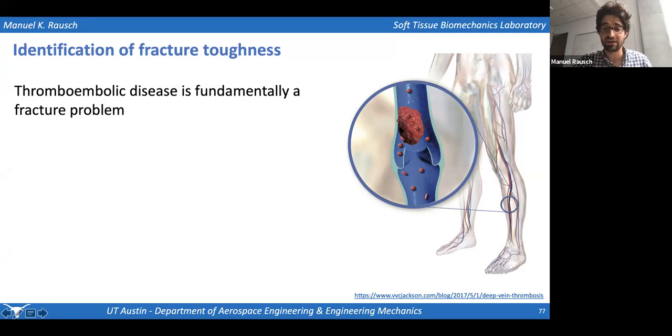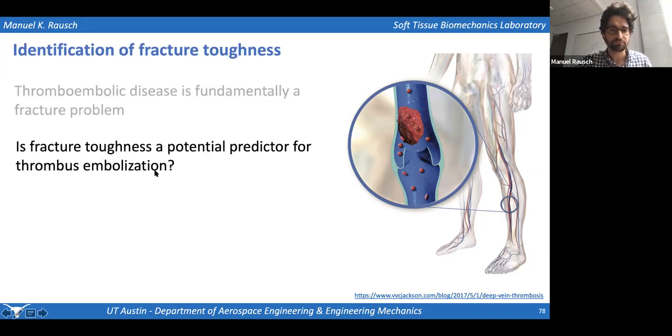And now when that breaks off, it will travel downstream and occlude some artery or some vessel. If it occludes your pulmonary artery, then you have what's called a pulmonary embolism and you can't breathe. If it occludes a cerebral artery, then you have an ischemic stroke. And if it occludes a coronary artery, you have a heart attack. And fascinatingly, this is essentially a fracture problem.